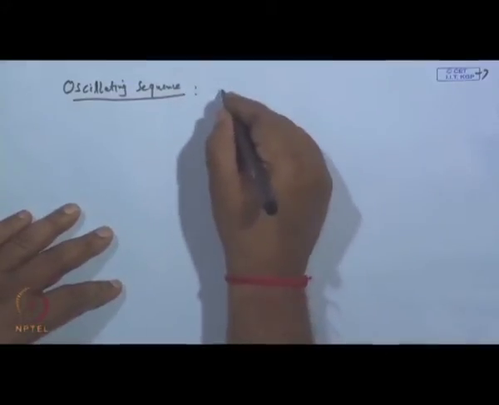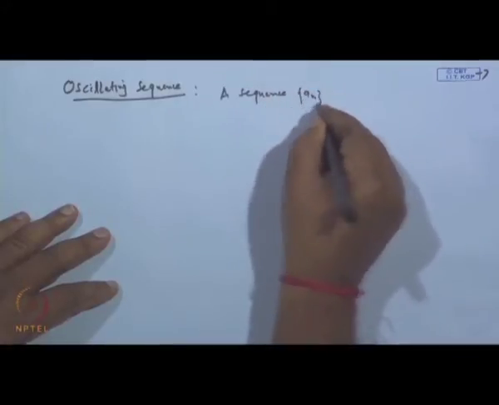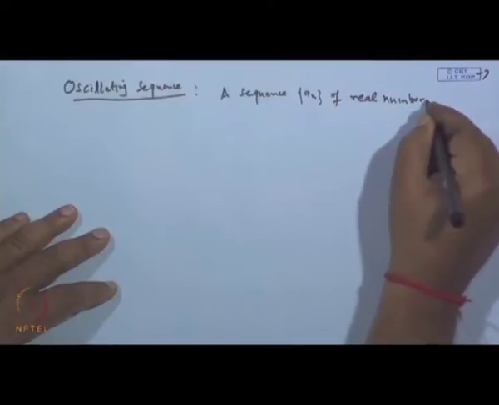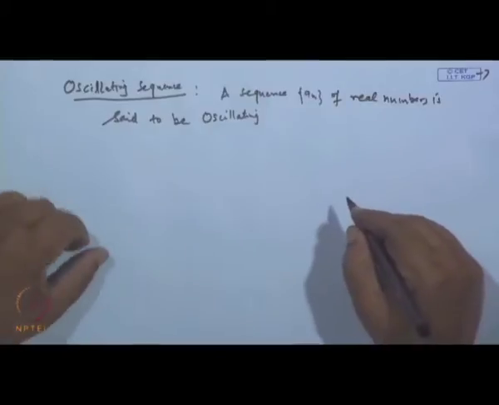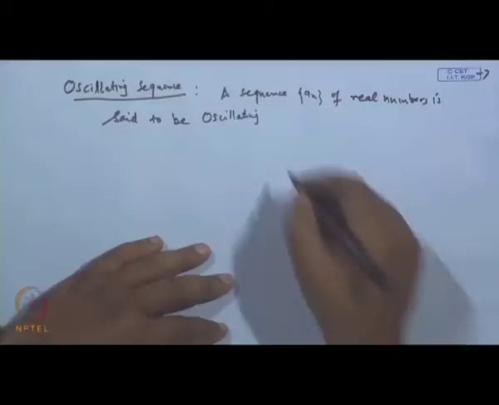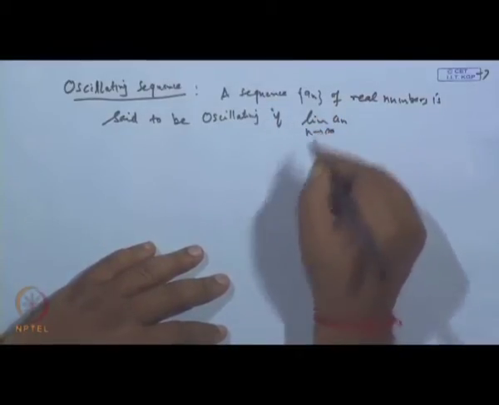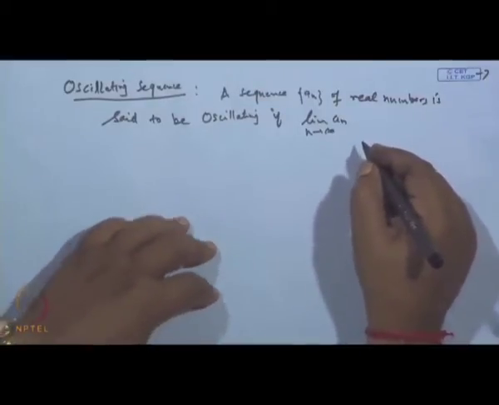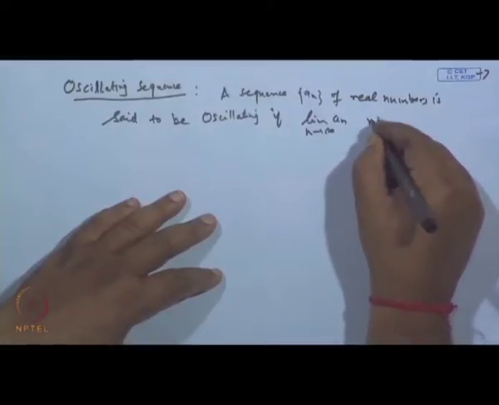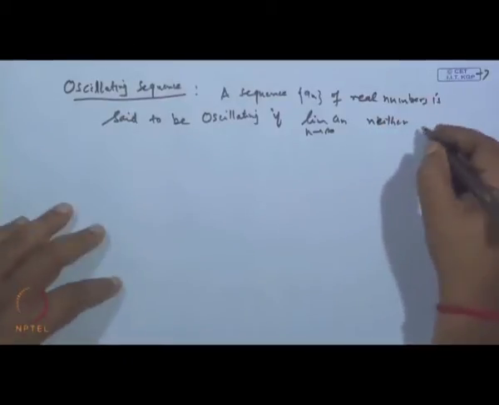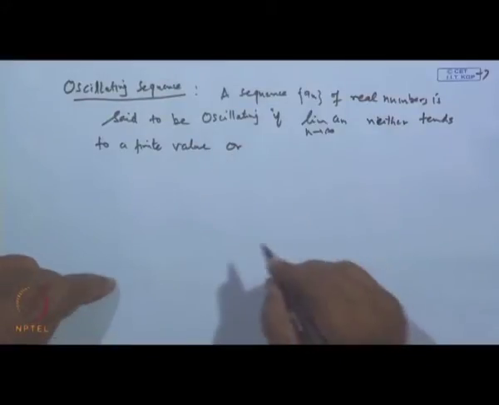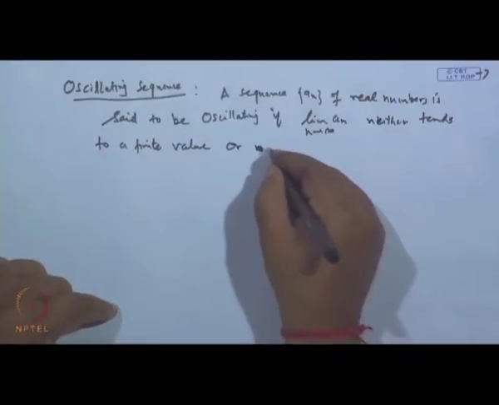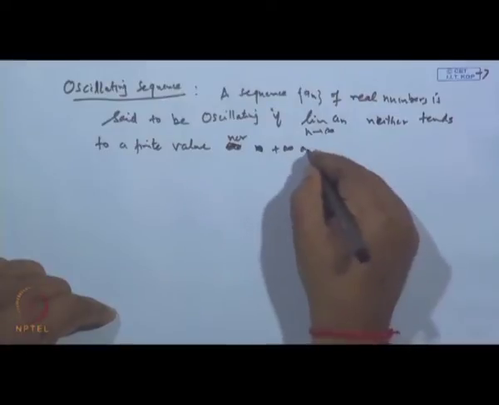A sequence a_n of real numbers is said to be oscillating if the limit of a_n as n tends to infinity does not exist, and neither tends to a finite value, nor to plus infinity or minus infinity.